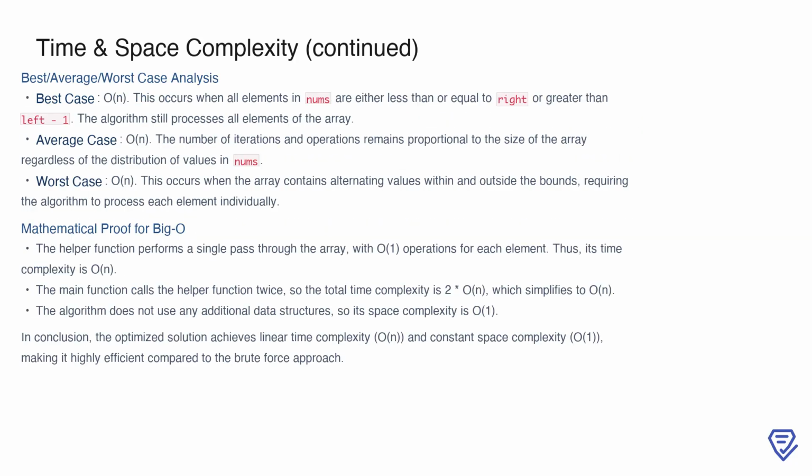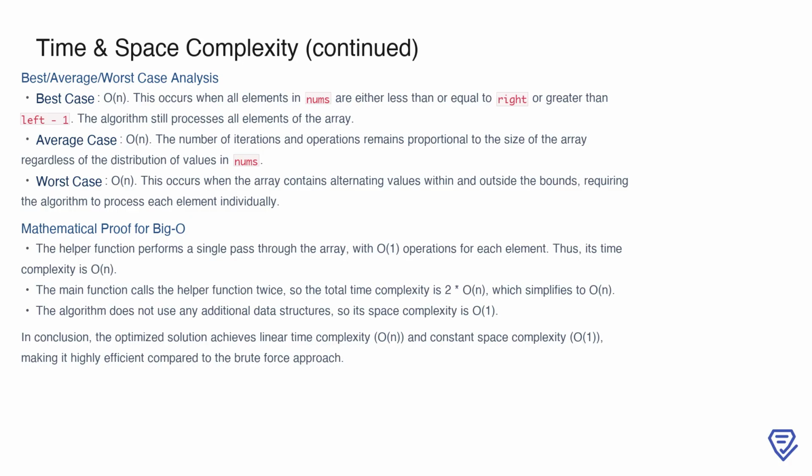Now let's consider the best, average, and worst-case scenarios for this optimized solution. In the best case, where all elements of nums are either less than or equal to right or greater than left, the algorithm still processes every element in the array exactly once, resulting in a time complexity of n. For the average case, the performance remains n, as the number of operations is directly proportional to the size of the array, regardless of how values are distributed. Even in the worst case, where the array alternates between values within and outside the bounds, the algorithm processes each element individually in one pass, maintaining the n time complexity.